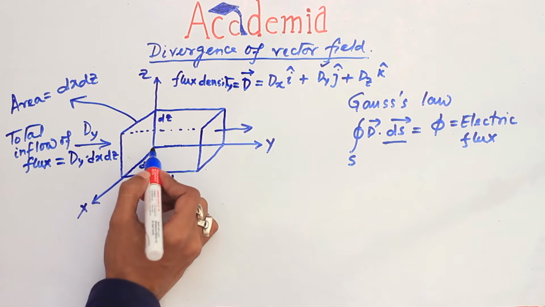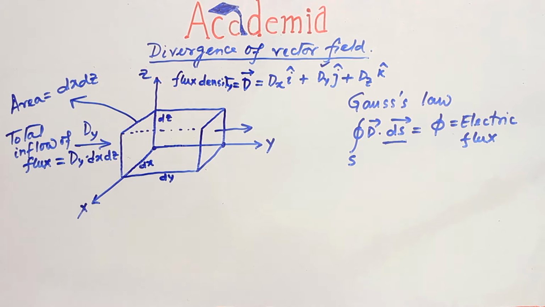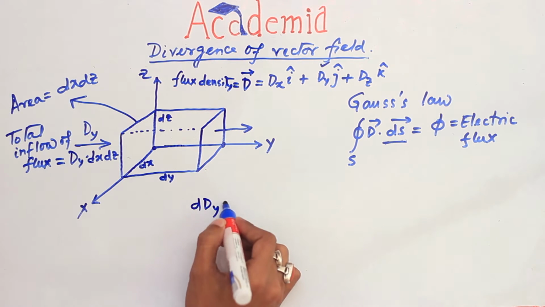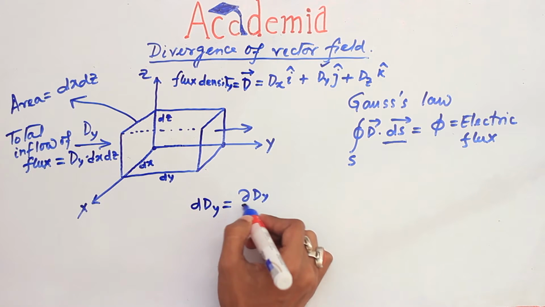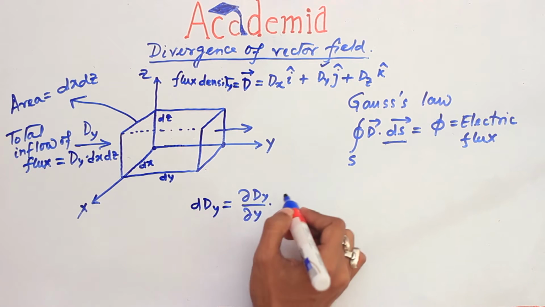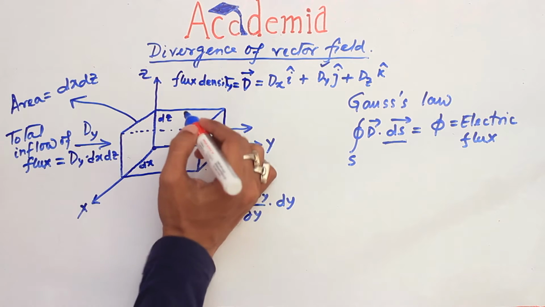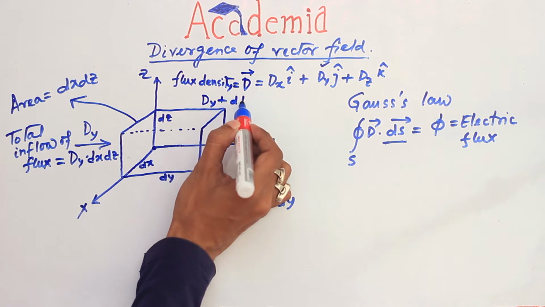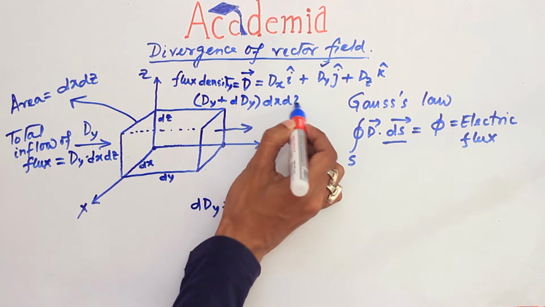Say y changes from y equal to 0 to y equal to dy. So the change in Dy along y direction is equal to rate of change of Dy along y direction into dy. So total outflow of flux through the area of same value dx dz is Dy plus the change in Dy, whole into dx dz.